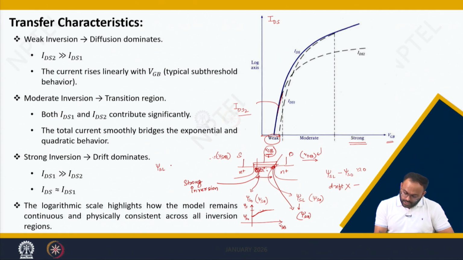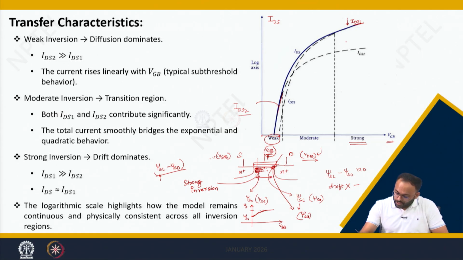Here psi SL is the maximum surface potential at this side, whereas by increasing VGB the inversion charge forms and hence the surface potential decreases below psi SA. So you will get a significant amount of difference which causes the drift component to come into the picture. That is why in strong inversion IDS1 dominates, which is nothing but the drift component of the current. If you plot the complete equation of IDS comprising IDS1 and IDS2, we can easily see that in strong inversion IDS1 is dominating, whereas in weak inversion IDS2 is dominating.